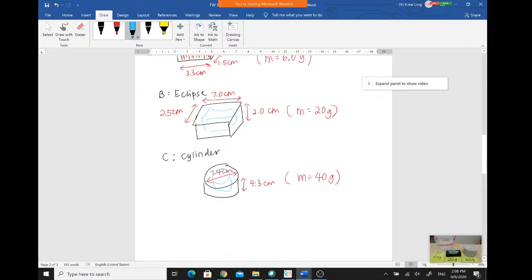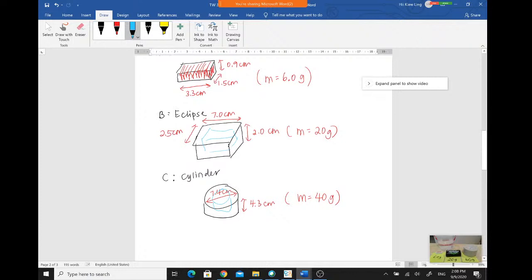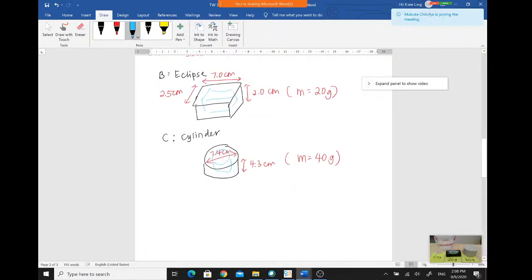So for this case, even though your cylinder and also eclipse are much heavier compared to your eraser, both of them did not sink down to the bottom. So what is the main factor? It is because of the density. So mass is not everything, but density is what matters.